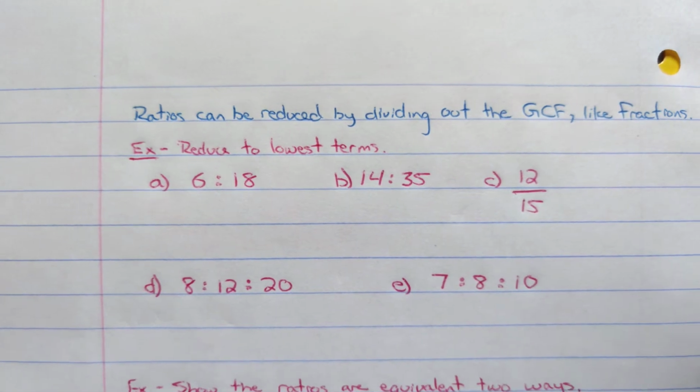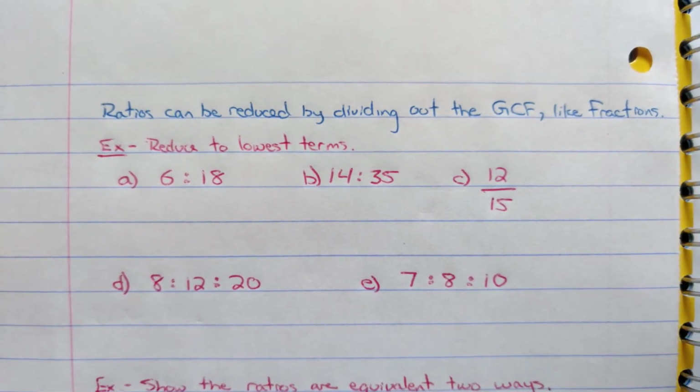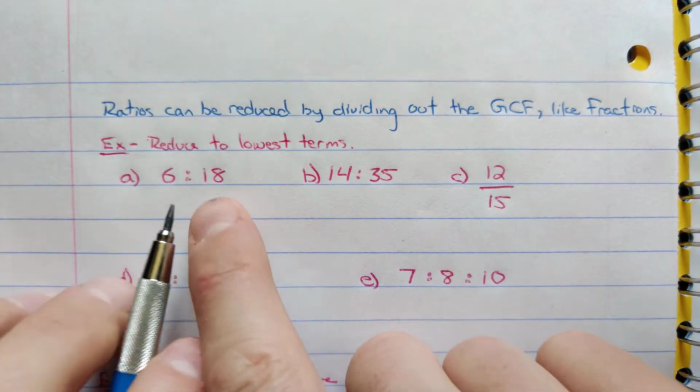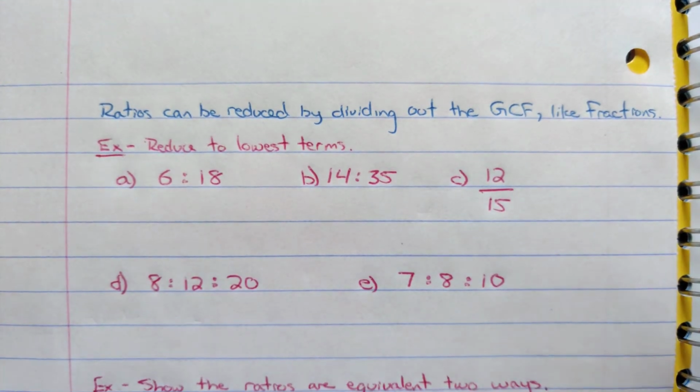Ratios can be reduced by dividing out a greatest common factor. You can also multiply to find equivalent ratios, but in this case we're getting the lowest terms. So for the lowest terms we want to divide out the common factor. So these are 3 types of ratios.